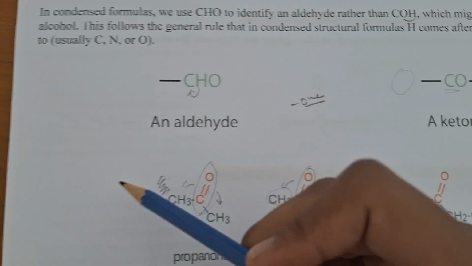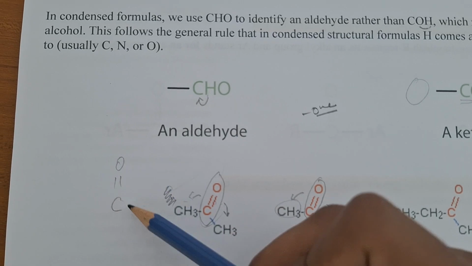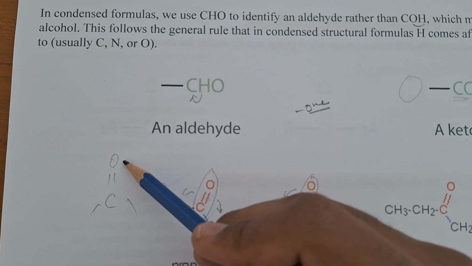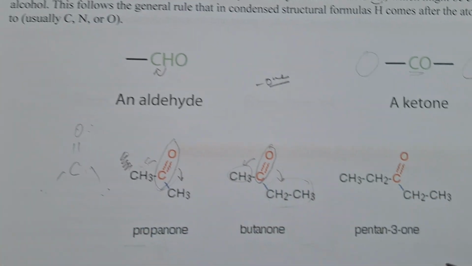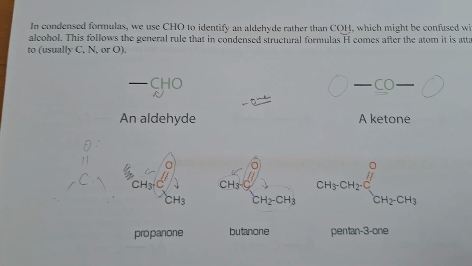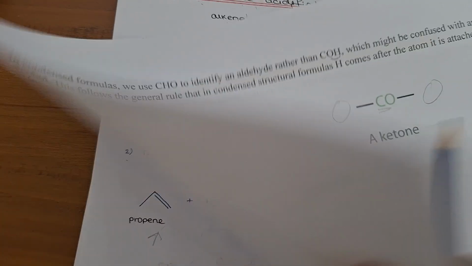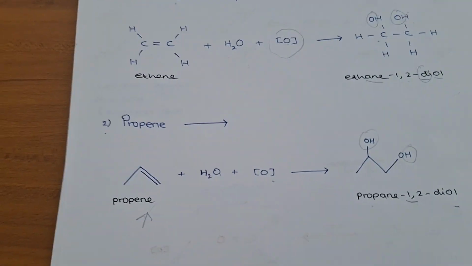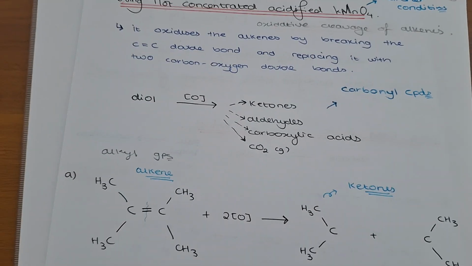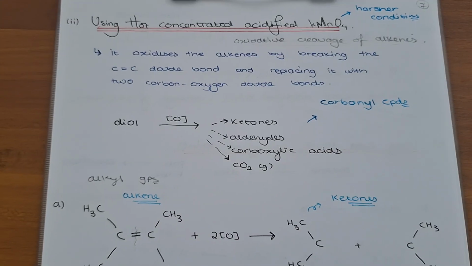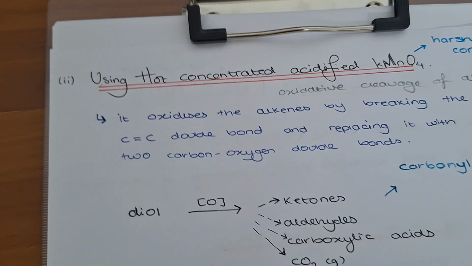Ok? Ketones are like this. Au milieu, besoin d'un carbone with the oxygen, double bonded to the oxygen. Et à côté, besoin de 2 alkyl groups for ketones. Voilà, bon, that was a very brief explanation about the carbonyl compounds. Maintenant, on va regarder un peu en détail ce qui est arrivé là.